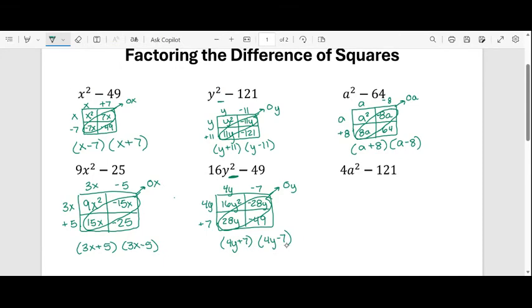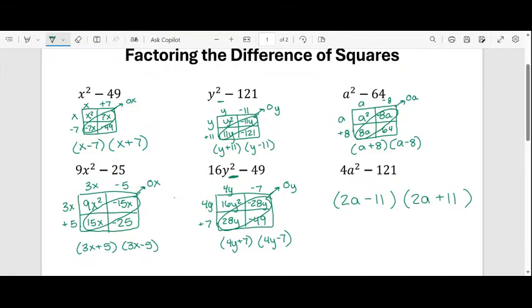Okay, let's try to do this without the factor square. To get 4a squared, remember, we want the same number in our first spots. Of course, to get 4a squared, we had to multiply 2a times 2a. 2a times 2a is 4a squared. To get negative 121, we would do negative 11 times positive 11. That was just done without a factor square.